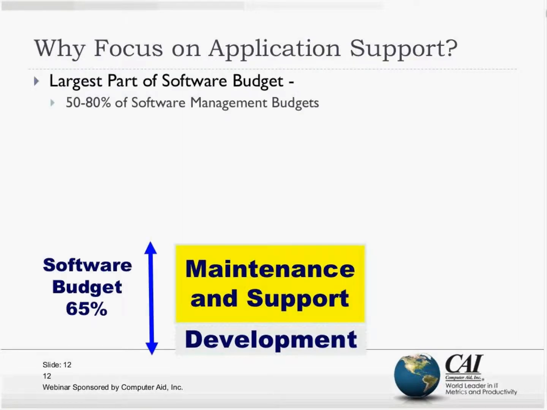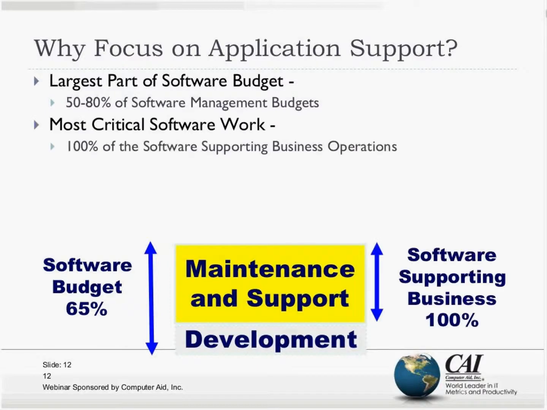Well, the largest part of most software budgets is actually supporting the infrastructure and supporting management. Typically, 65% of budgets are for software. The other part with application support is that 100% of the business is up and running on those applications. We have a lot of projects in flight, but the business doesn't run on those projects until they're implemented. So focusing on the actual applications that are in production is pretty critical.